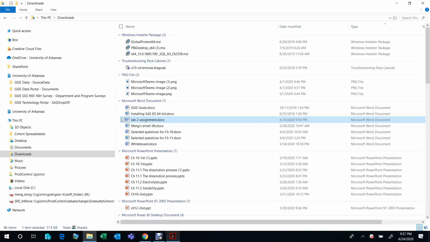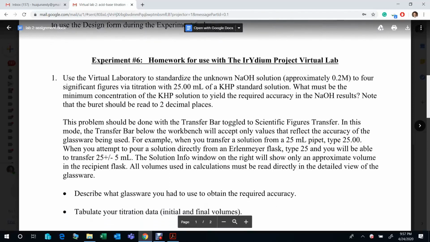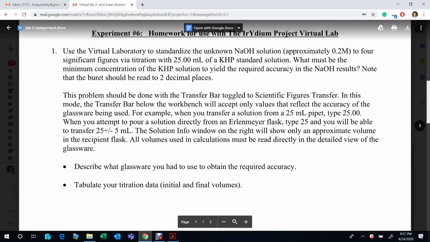Hello everyone. Now let's work on virtual lab 2. Here you see we can work on the first task.